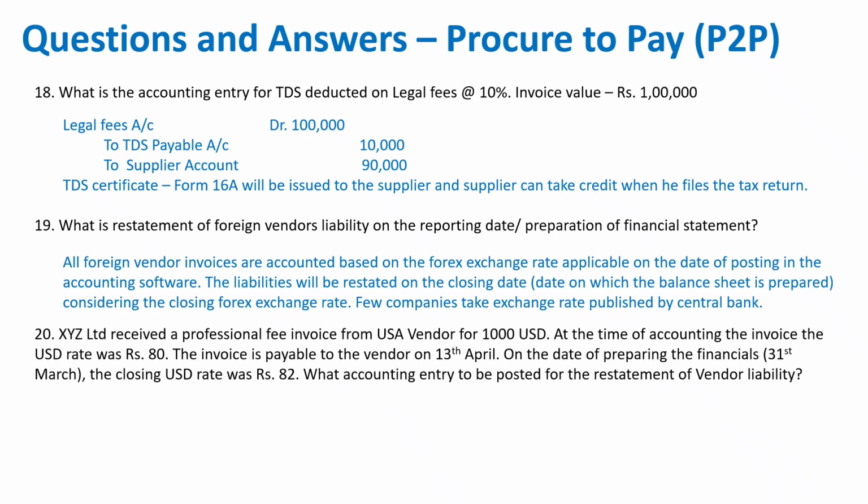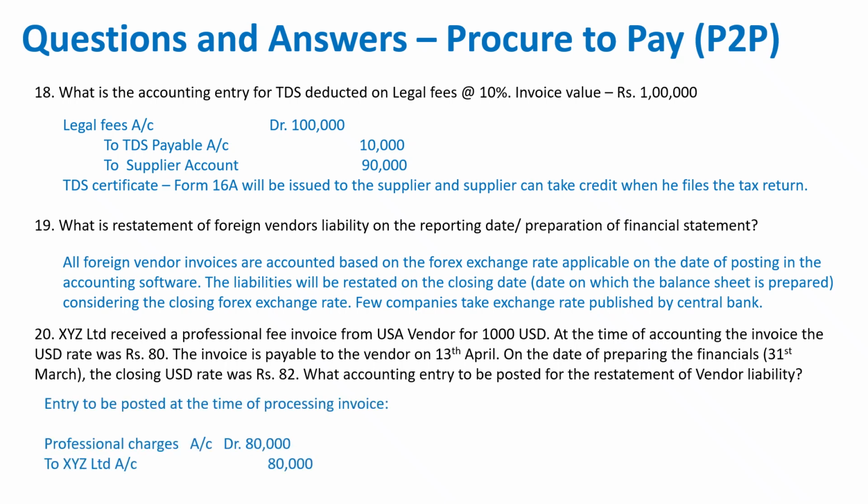Now coming to our last question. XYZ Limited received a professional fee invoice from a USA vendor for $1,000. At the time of accounting the invoice, the USD rate was rupees 80. The invoice is payable to vendor on 13th of April. On the date of preparing the financial statement, that is 31st March, the closing USD rate was 82. What accounting entry to be posted for the restatement of vendor liability? So entry to be posted at the time of processing invoice, it was 80 per dollar. Hence professional charges account debited 80,000 to XYZ Limited 80,000.